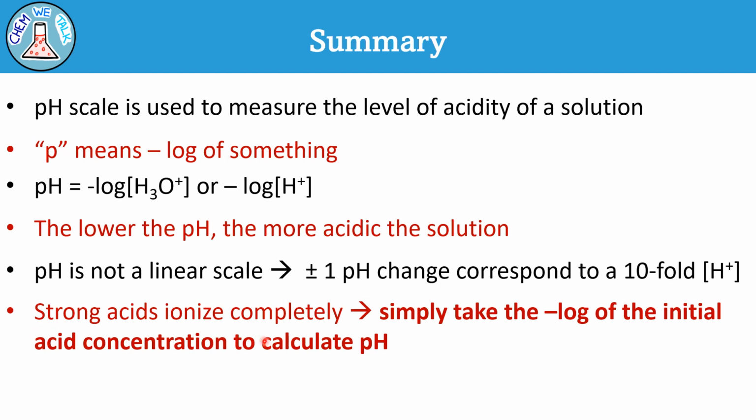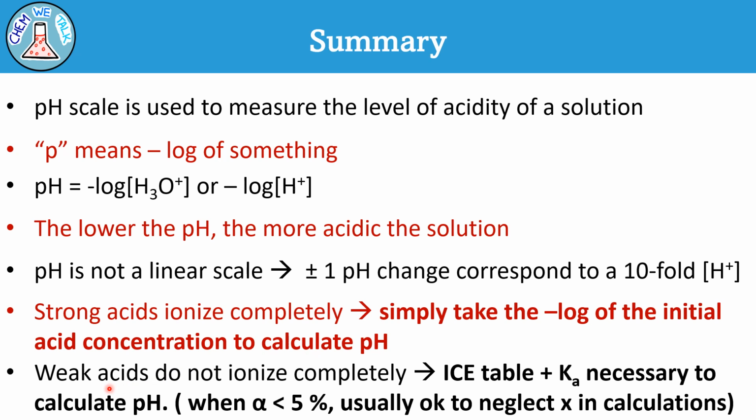Strong acids ionize completely. So for calculating their pH, simply take the negative log of the initial acid concentration, and you can find the pH right away. For weak acids, because they do not ionize completely, you need to set up a table and use Ka to find X and then take the negative log of it. So just be careful when doing those calculations. You need to check whether you can make X negligible in your calculation. When alpha, your percent ionization, is less than 5%, you should be good to go. Other than that, you need to use the quadratic equation.